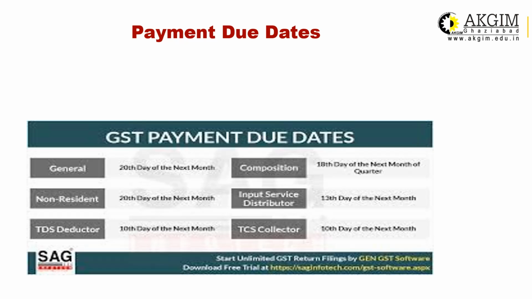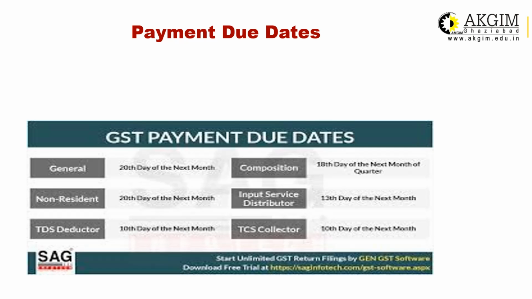These are the payment due dates. That means the date by which your GST should be paid. In general cases, it is the 20th of the next month. The 20th of next month means suppose all the sales, all the transactions are done in January, then for the month of January, collect all the transaction details and calculate the tax, right? All the final tax liability should be paid by the 20th of February. For January it is the 20th of February, the 20th of next month, and so on.